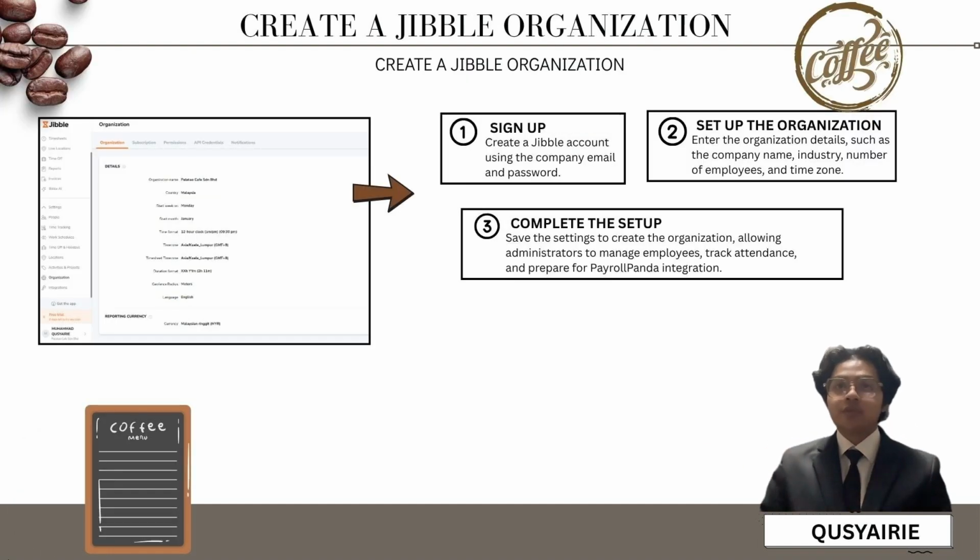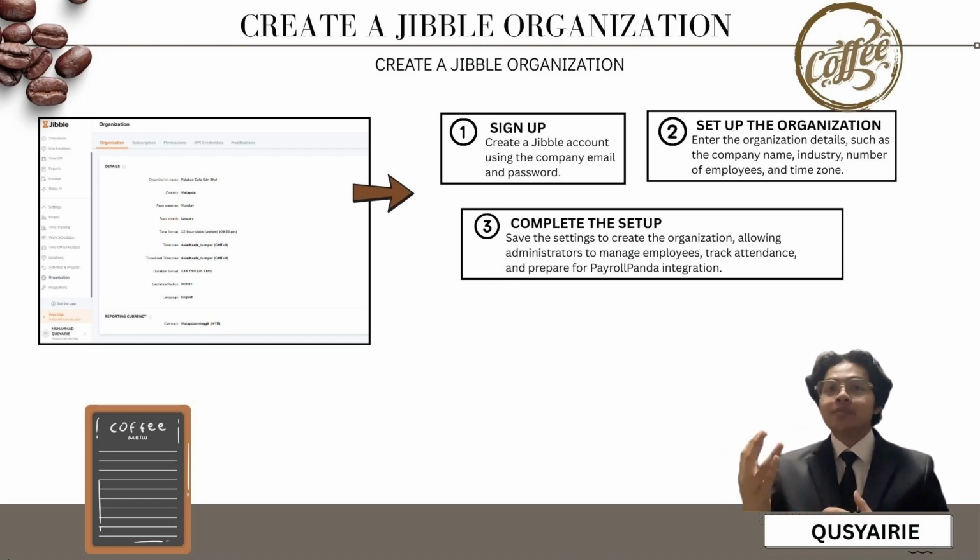Next up is creating a Gmail organization. First is to sign up. We create a Gmail account using the company email address and password. Next step is to enter the organization details such as company name, industry, number of employees and time zone. And the last step is to click save the settings. Creating a Gmail organization establishes a centralized workspace for managing employee attendance, work schedule, time tracking, and payroll integration.